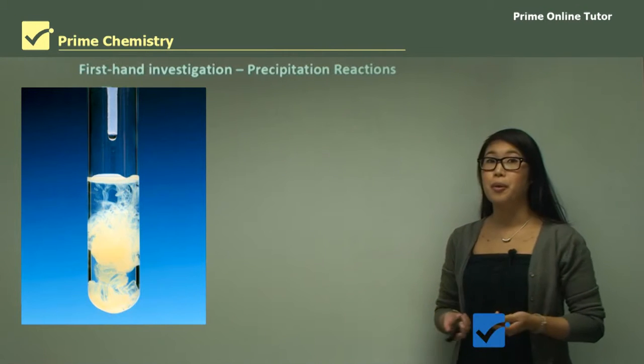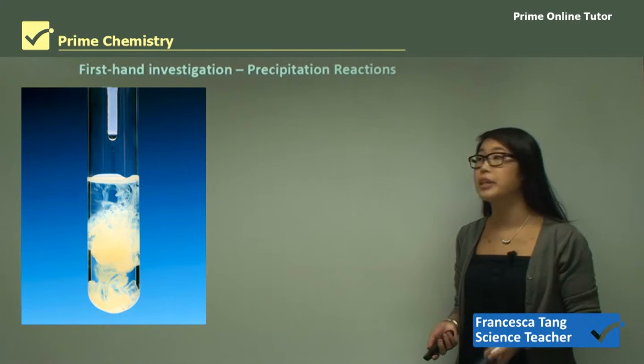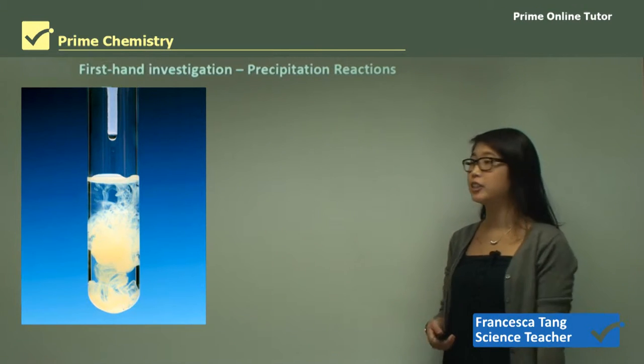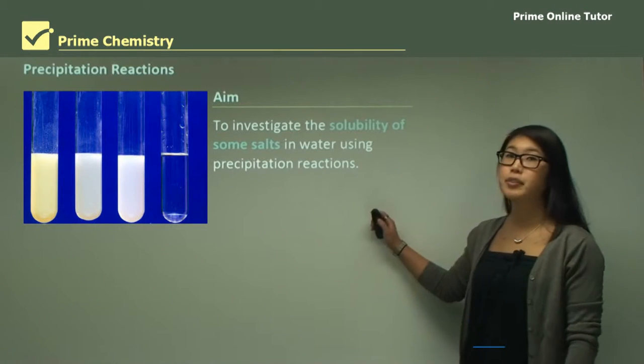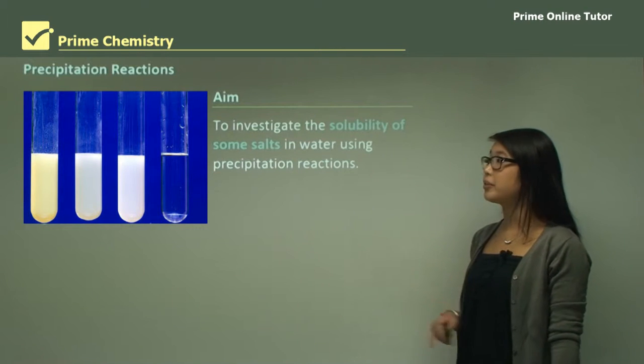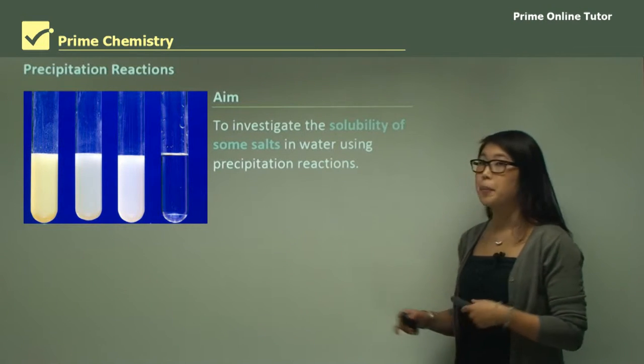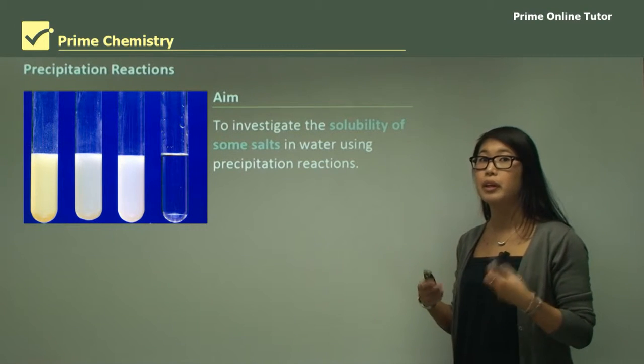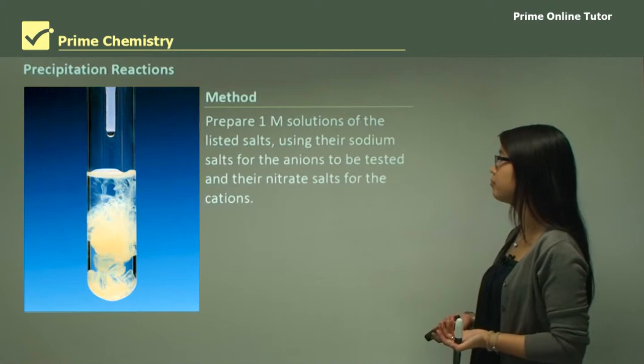Using our knowledge of precipitation reactions and ionic equations, we'll look at a first-hand investigation on precipitation reactions. The aim of today is to investigate the solubility of some salts in water using a precipitation reaction. That means forming a solid from a soluble solution.